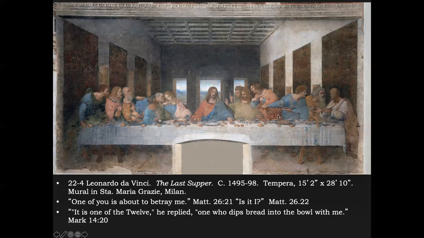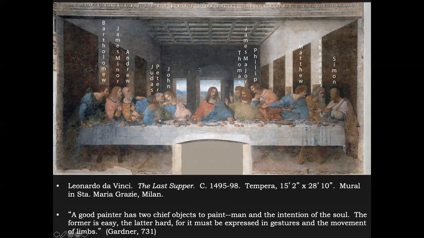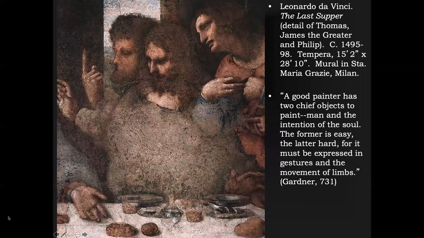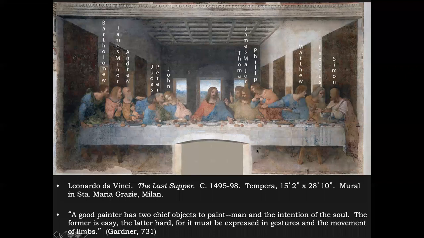So these are the particular figures, if you want to take a look at them. This isn't something you have to memorize. But Leonardo says, "A good painter has two chief objects to paint, man and the intention of the soul. The former is easy, the latter hard, for it must be expressed in gestures and a movement of limbs."